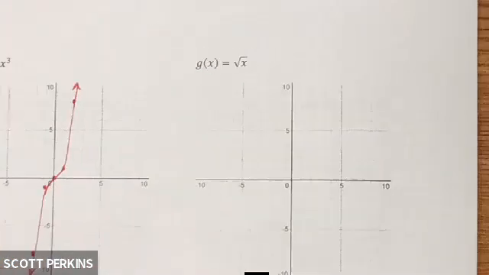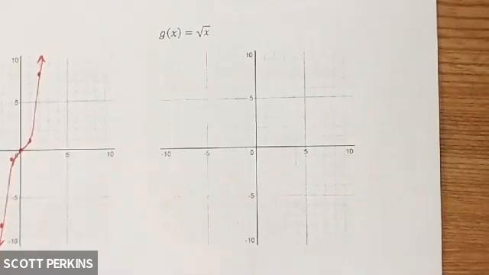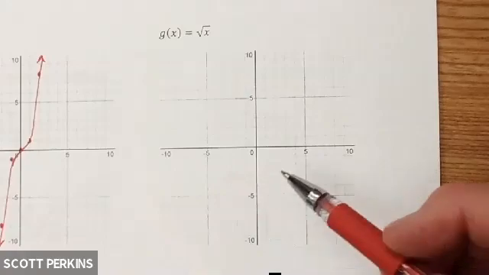The next one is the square root, and hopefully you've done this a few times and you remember the square root is the only one of our basic graphs that has a limited domain. My domain for the square root starts at 0 because this is a Cartesian coordinate system.